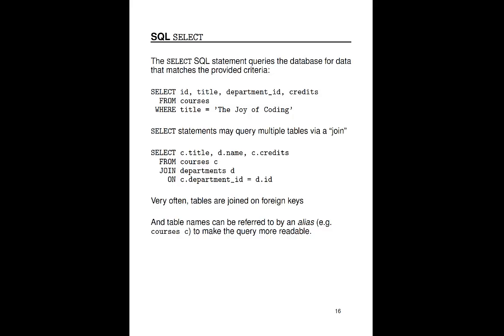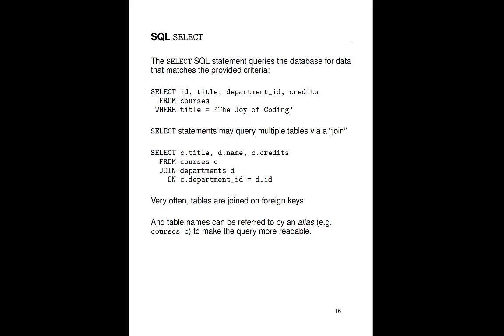Now, the name of the department isn't stored in the courses table. It's stored in the departments table. And so what you do is you use a join operation to get information from both tables. So we'll say select c.title, d.name, and c.credits. And C and D are aliases for the courses table and the departments table. And you specify that in the from and the join clauses. So you say select c.title, d.name, and c.credits from courses, or table name, C, that's the alias for the table, sort of the variable, the easy name for the table.